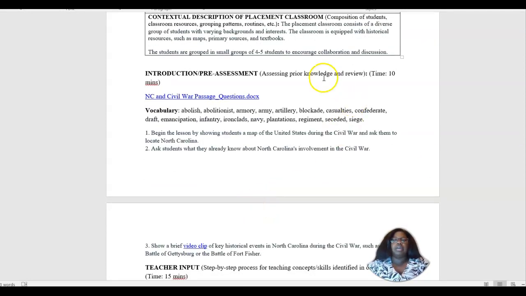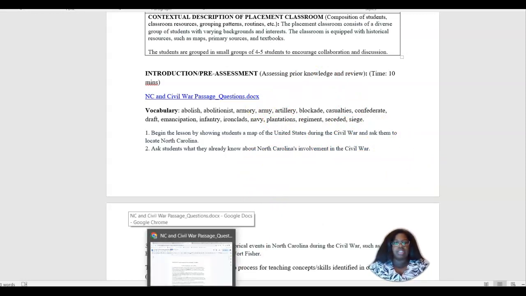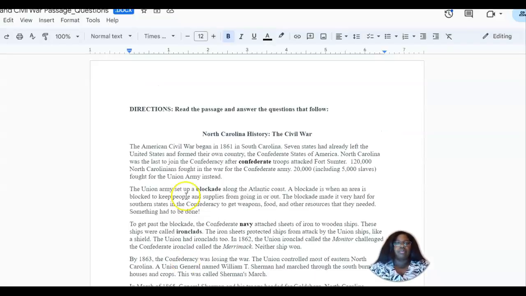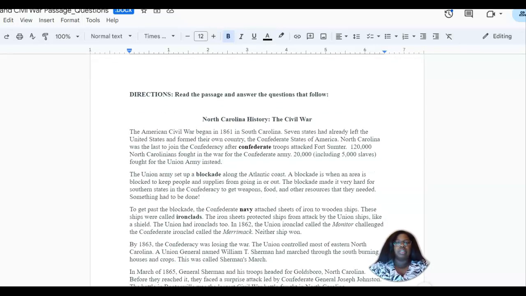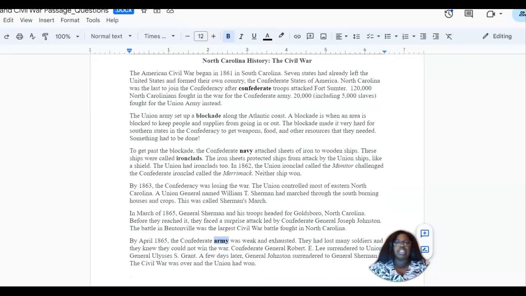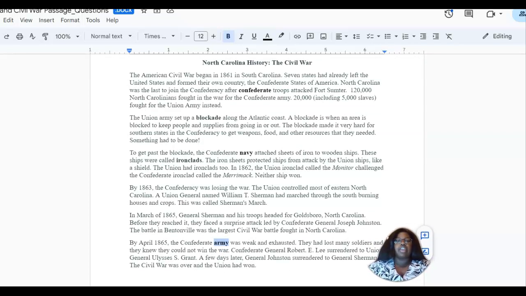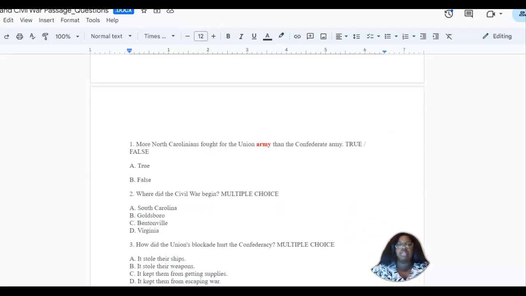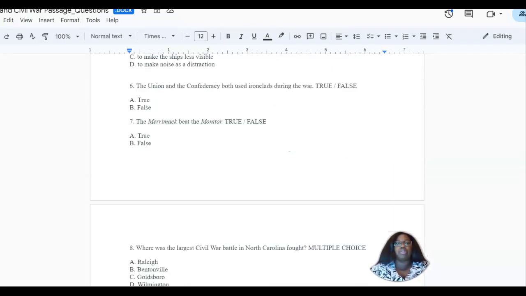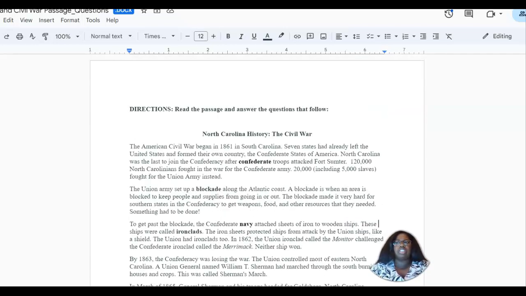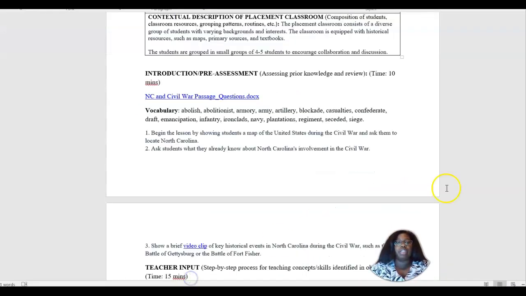Next, my first step teaching the lesson, we're going to do a pre-assessment. I'm going to show you what the pre-assessment is going to look like, and then we're going to go over the vocabulary words. So this is the pre-assessment. You have a short passage to read. You have some of your vocabulary words in bold, and then you have some true or false questions and some multiple choice questions. You have 10 questions in all. This is just a pre-assessment to see what you know and what you may need help on.